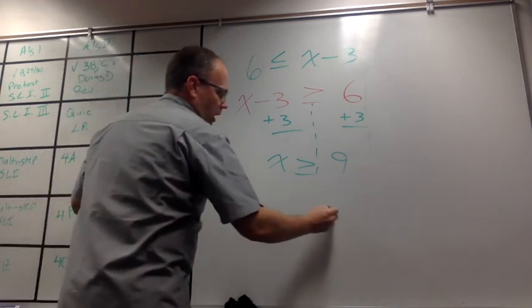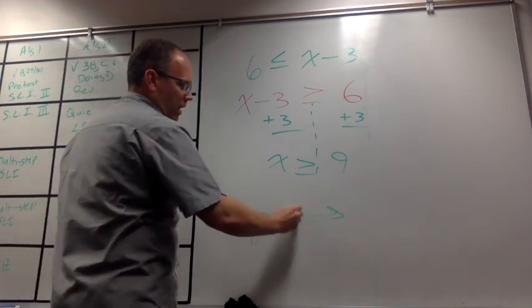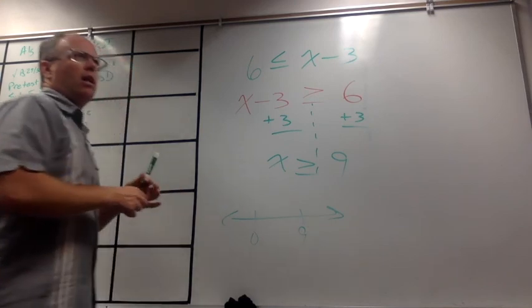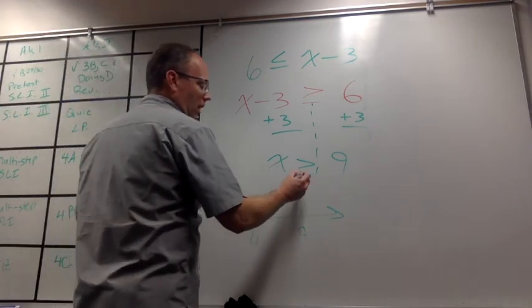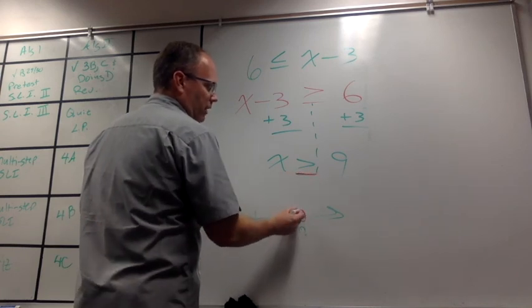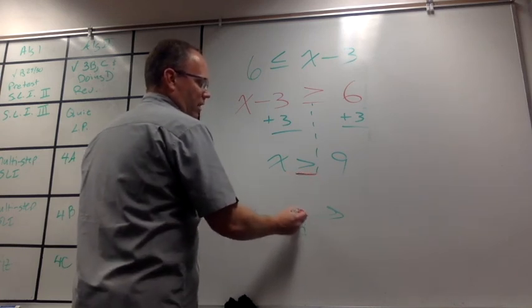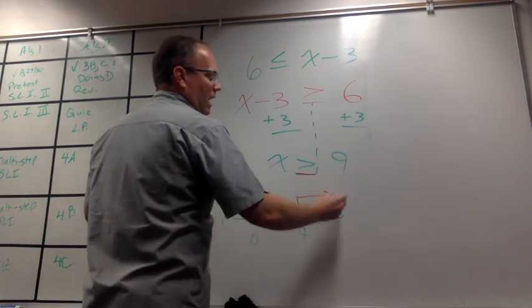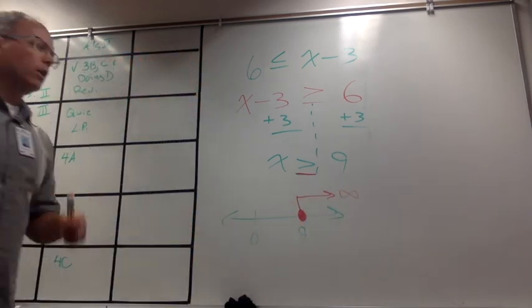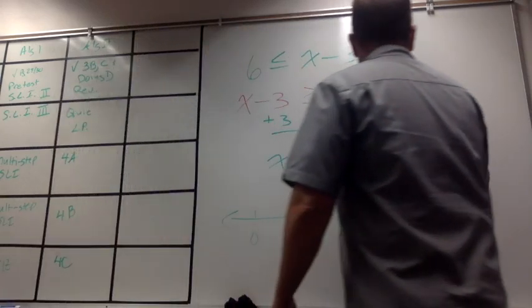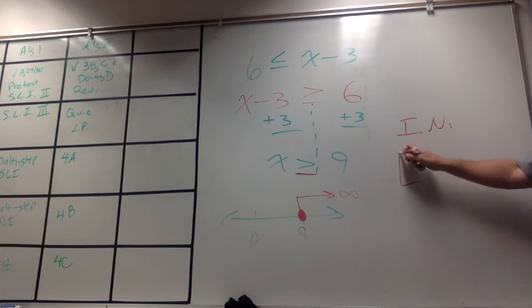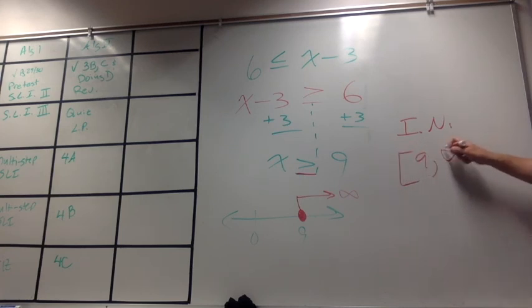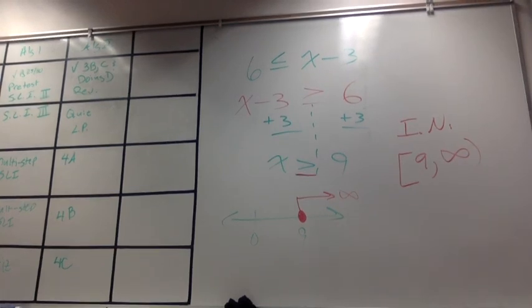If I draw it on a number line, I have a 0 here, I have a 9 here. Is it a solid dot or an open dot? Solid, because I got the equal sign. You hear that? There's going to be a bracket. And I'm going to go to the right, to infinity. Agreed? So for interval notation, I'm going to go square bracket from 9 to infinity, and that's a rounded bracket because I can never get there. Is that okay?